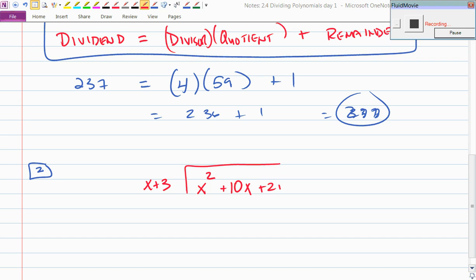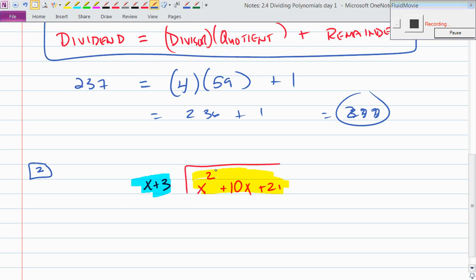So the first thing we have to remember is what is the degree of my dividend here? What's the degree of this thing? A degree of 2. Good. What's the degree of this thing? 1. Very good. How do you know that? Yes, the highest exponent, right? So in my dividend, I have an x squared term, and then I have an x to the first, and then I have an x to the 0. That's important that we have our exponents lined up in greatest to least format here. This is called standard form.